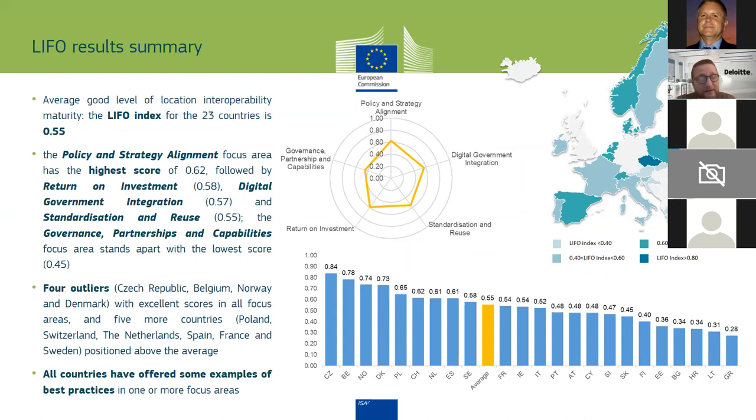The combined LIFO index for the 23 countries is 55, which confirms an average good level of maturity for the participants. The policy and strategy alignment focus area has the highest score of 0.63 on a scale from 0 to 1. All indexes and indicators are measured on such a scale, followed by return on investment with 0.58, digital government integration with 0.57, and standardization and reuse with 0.55. The governance partnerships and capabilities focus area is the weakest, standing apart with the lowest score at 0.45.